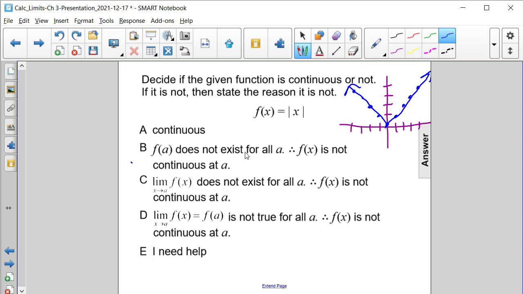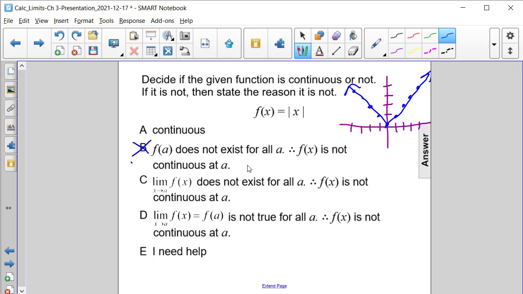Does f of a exist for all a values in the function? Well, if we look at our graph, we can clearly see that both to the left and to the right, there are no asymptotes, no holes in the graph. Therefore, f of a does exist for all a values. So answer choice B is not the answer here.